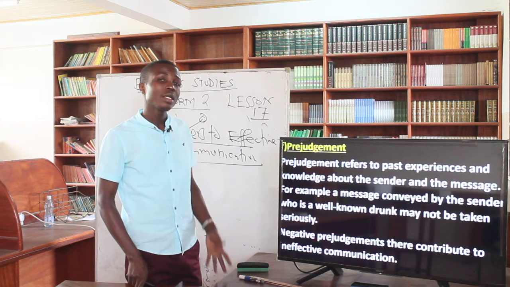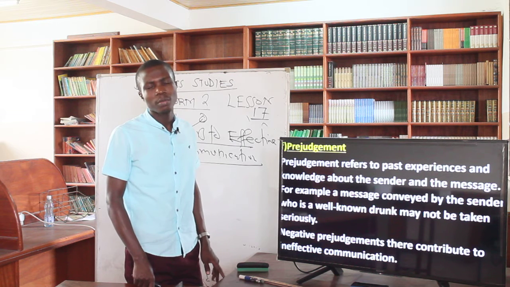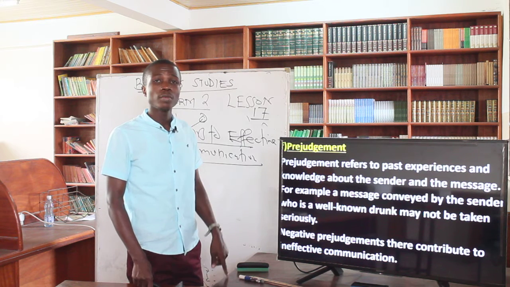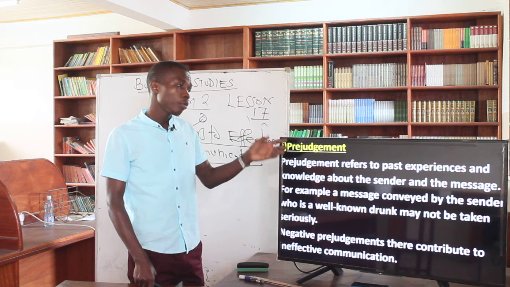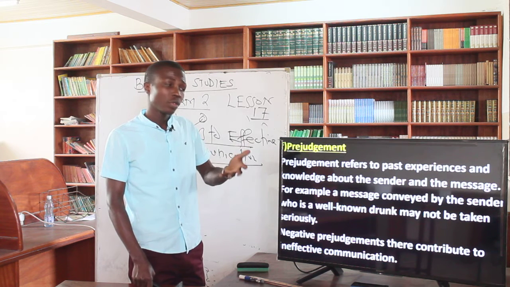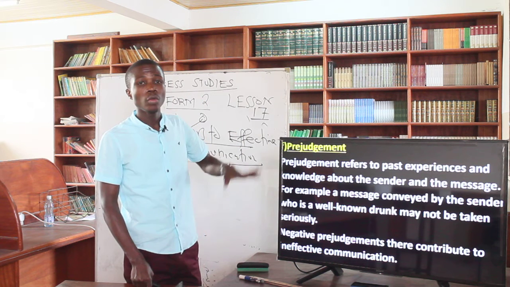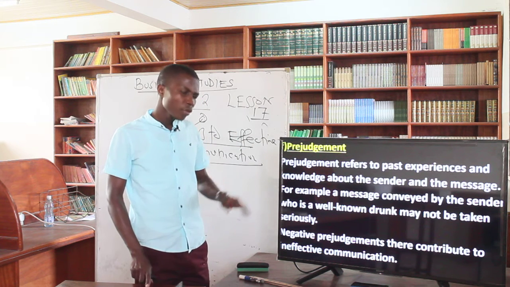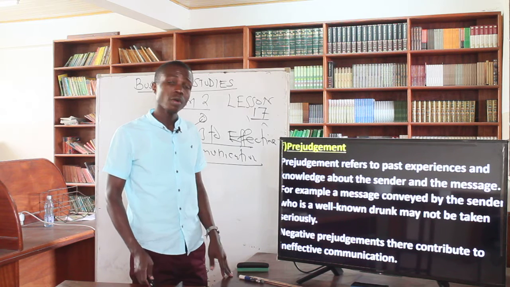If somebody is well-known drunk, the person is always drunk each and every time, then you will not take this message seriously. That is prejudgment. You never know, maybe that person was not drunk at that time, so you prejudge them because of that attitude you have already, based on the knowledge you have toward that person. Then you'll be able not to give them what? Chance. The negative prejudgments therefore contribute to ineffective what?